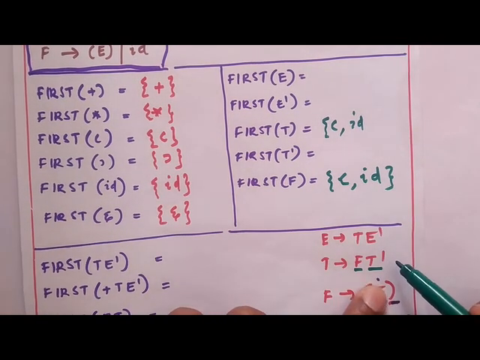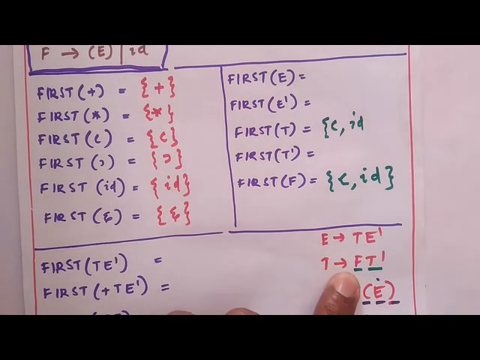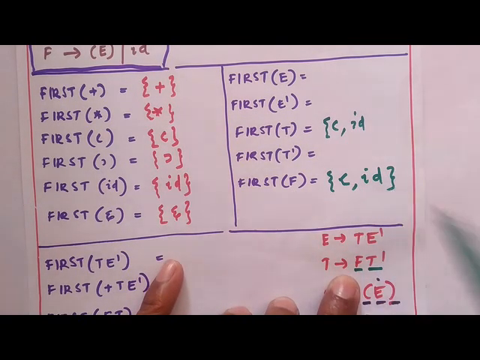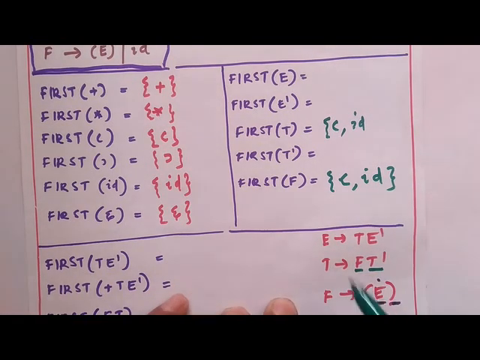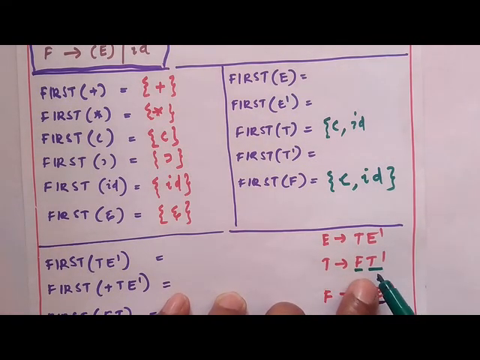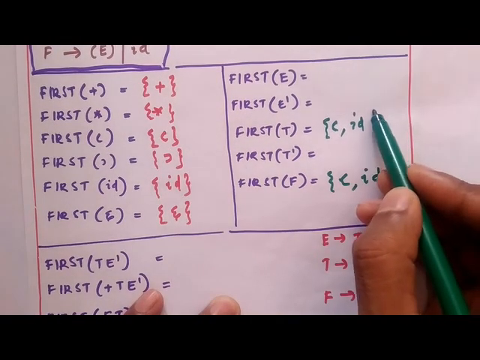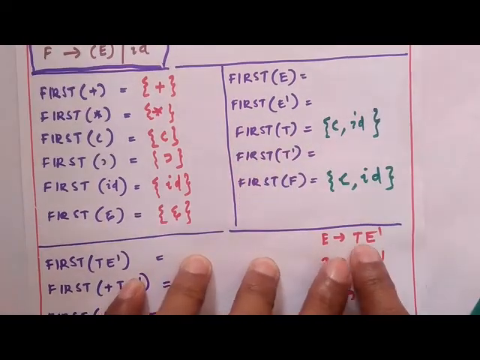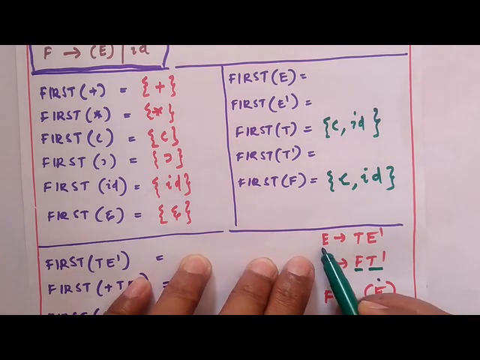We need to compute first of T dash only when first of F contains epsilon. If epsilon is not there in the first symbol, look, there is no epsilon, so no need to compute first of T dash. So first of T contains everything in first of F except epsilon, union first of T dash only if first of F contains epsilon. Since first of F contains no epsilon, no need to compute first of T dash. So first of T contains only left bracket and ID. Okay, then first of T is available, so we can check whether we can compute first of E.